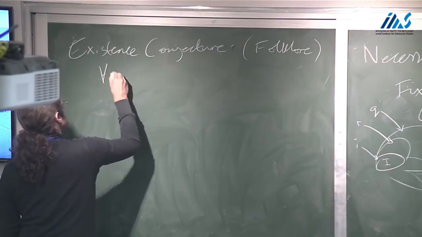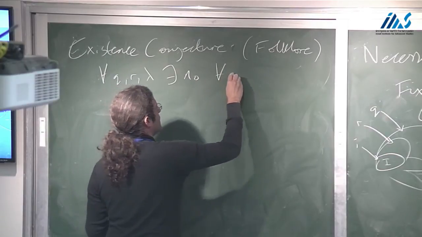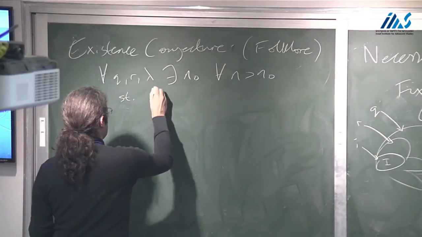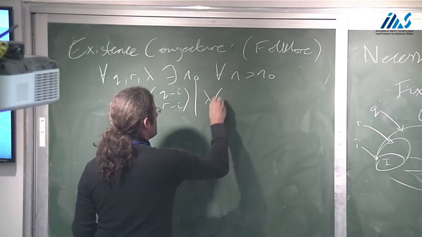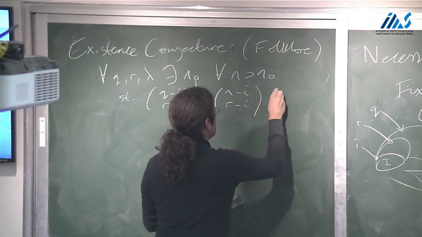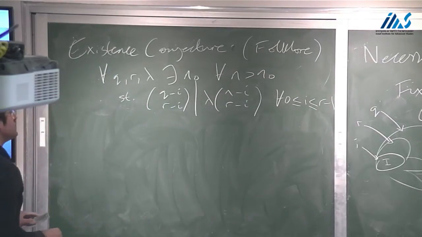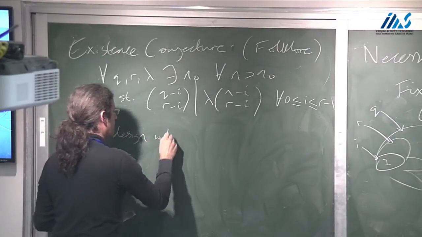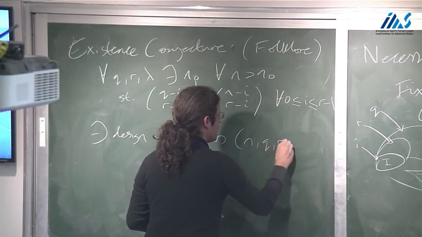So there exists n zero such that for all n bigger than n zero, if q minus i choose r minus i divides lambda times n minus i choose r minus i, for 0 less than or equal to i less than or equal to r minus 1, then under such conditions there exists a design with parameters n, q, r, and lambda.